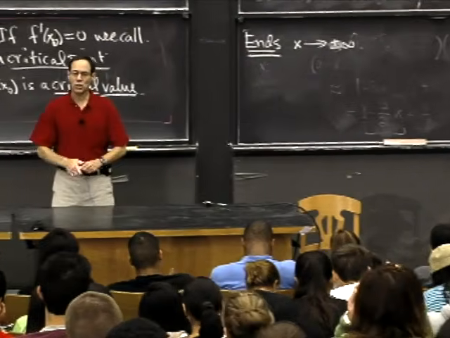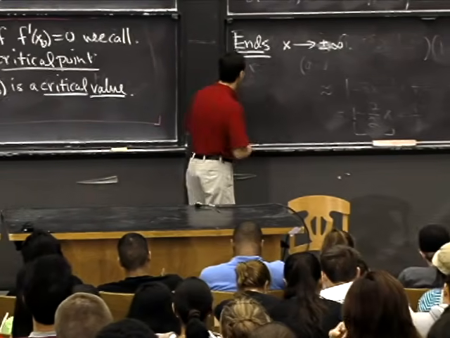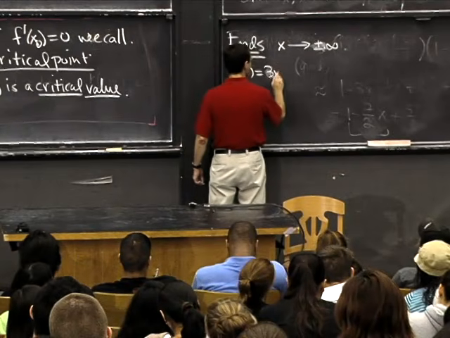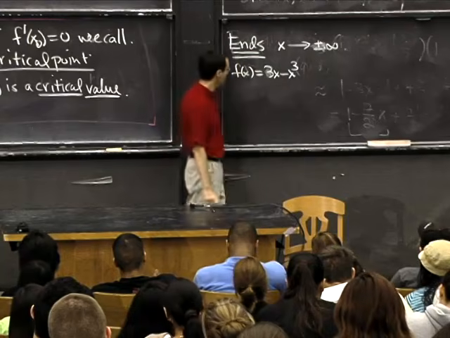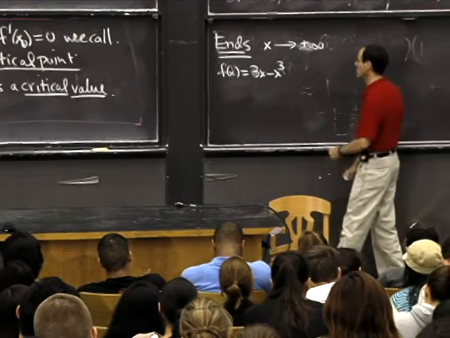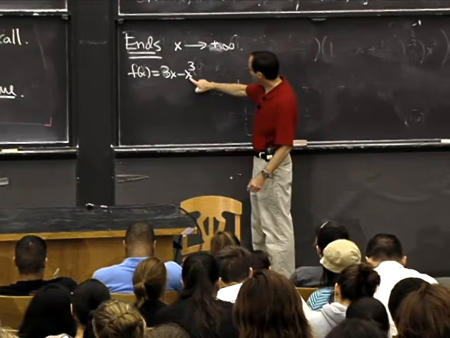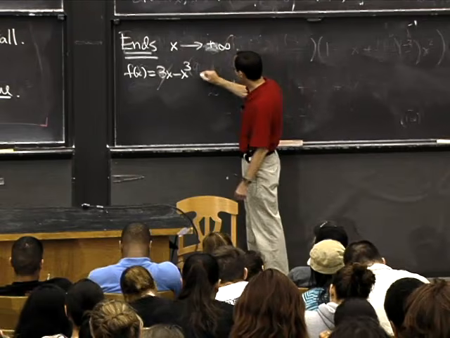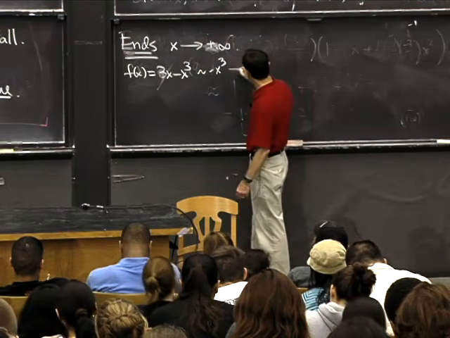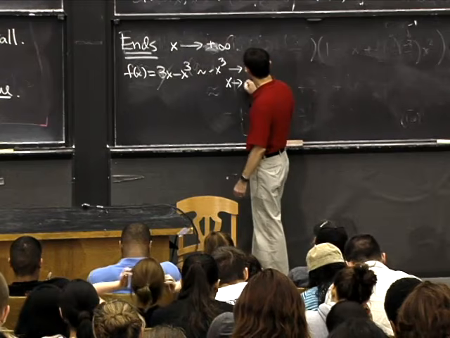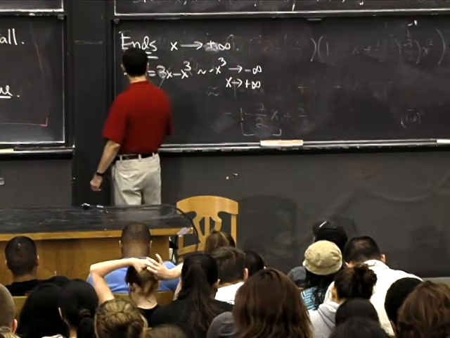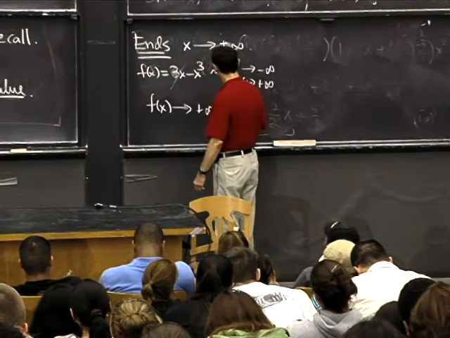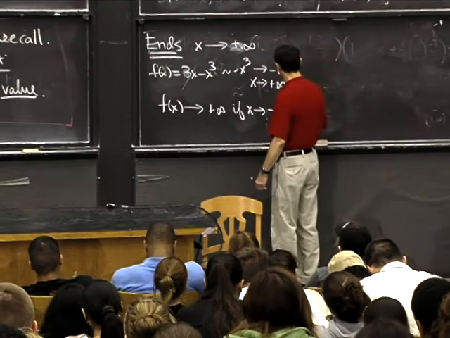Okay? So let's check the ends. So here, let's just take a look. We have the function f of x, which is 3x minus x cubed. Again, this is a pre-calculus sort of thing. And we're imagining now, let's just do x goes to plus infinity. So what happens here? When x is gigantic, this term is completely negligible, right? And it just behaves like minus x cubed, which goes to minus infinity as x goes to plus infinity. And similarly, f of x goes to plus infinity if x goes to minus infinity.